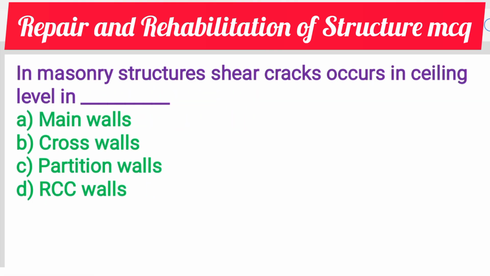Next question, in masonry structure, shear cracks occur in ceiling level in option A main walls, option B cross walls, option C partition walls, option D RCC walls. So the correct answer is option B cross walls.